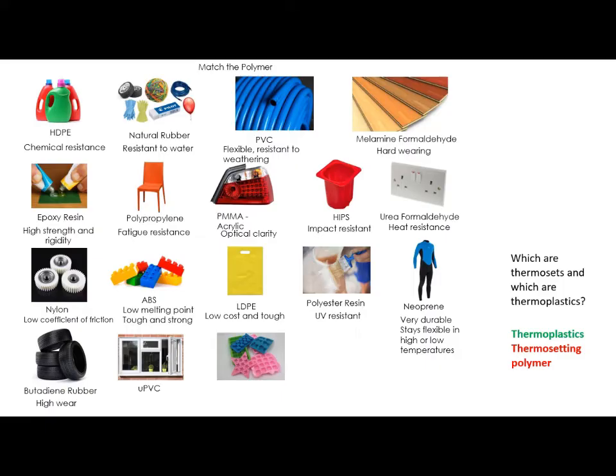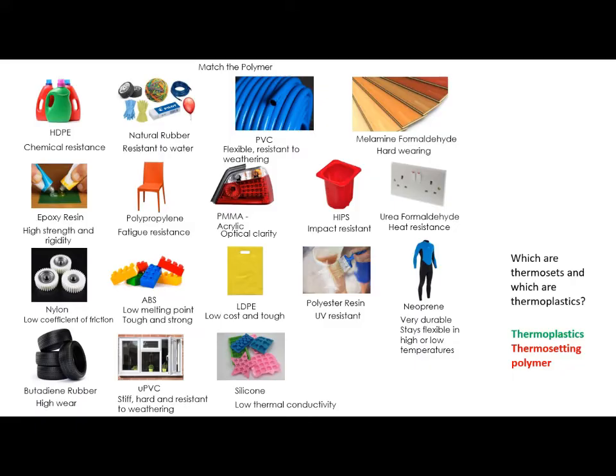PVC, UPVC, which means unplasticized PVC. And basically, this is the stiffer, more rigid version of PVC used for window frames, and it's very resistant to weathering, making it suitable for outdoor use. And silicon has low thermal conductivity, which makes it a great insulator, good for things like oven gloves and all sorts of things like that.